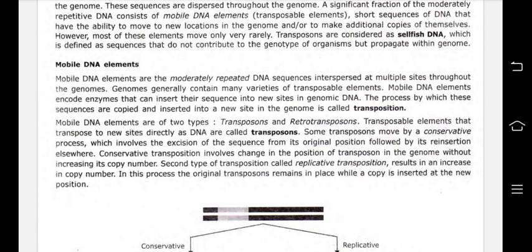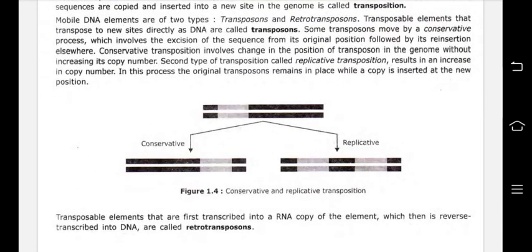Replicative transposition is also there, along with conservative transposition.